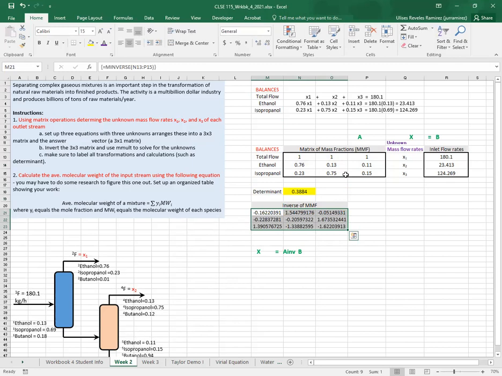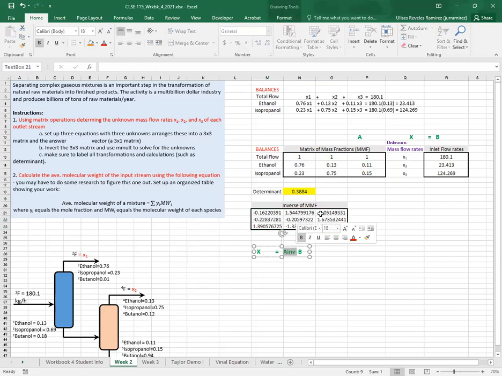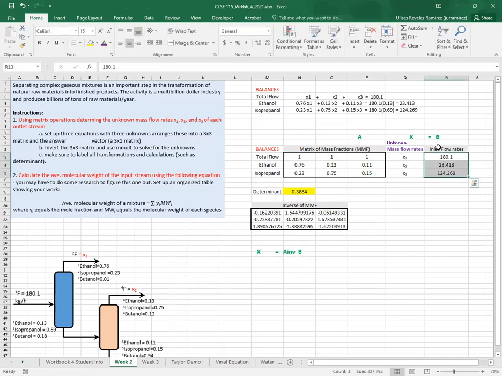Okay, now I'm ready to solve the problem because remember, I'm looking for this column vector that has X1, X2, and X3. So if I multiply the inverse of the matrix times this B vector, I have the solution. That's what I'm going to do next. So I'm going to do it here.